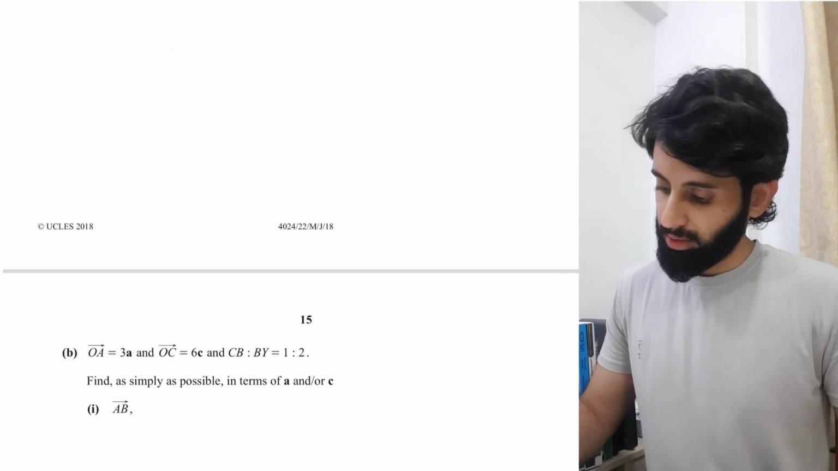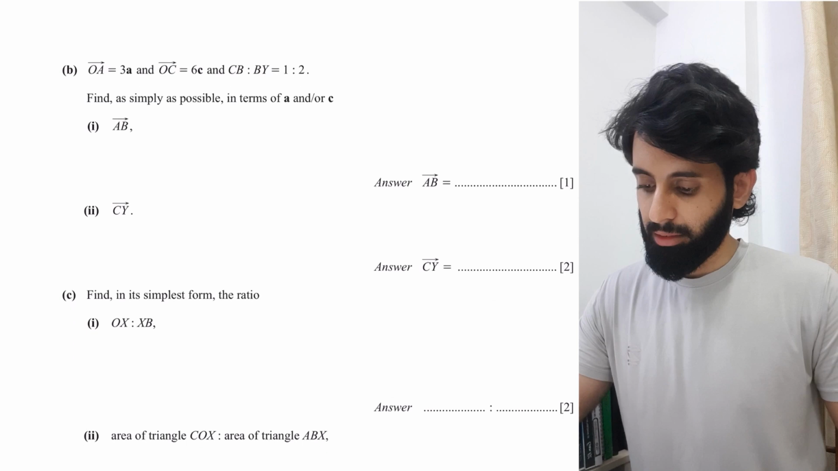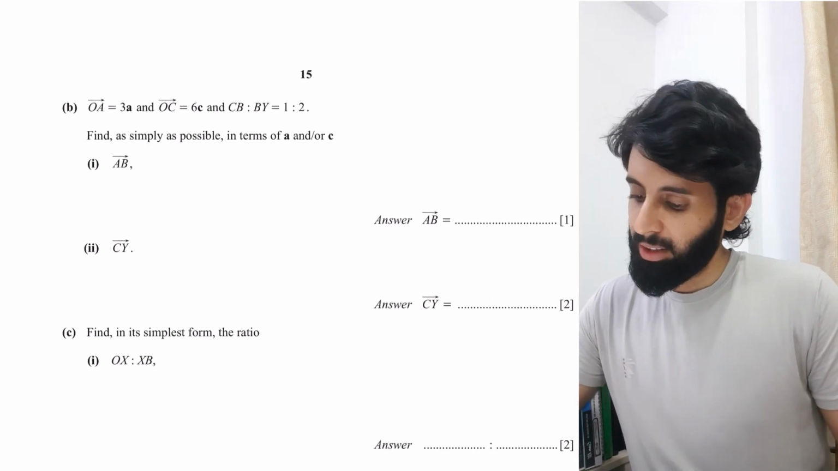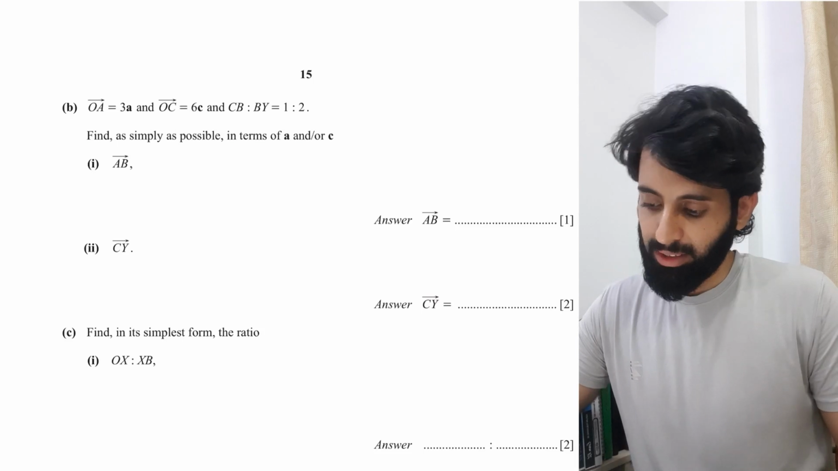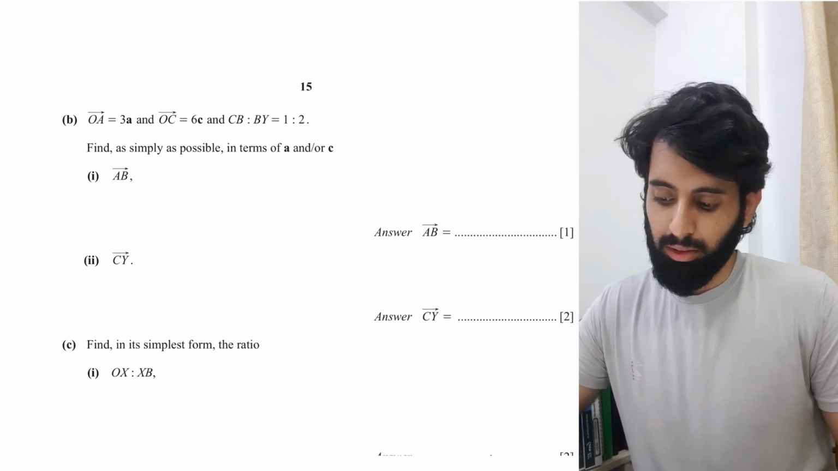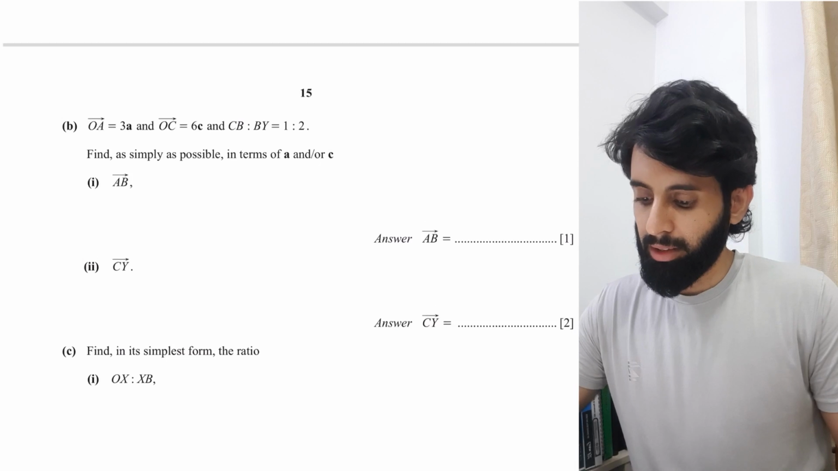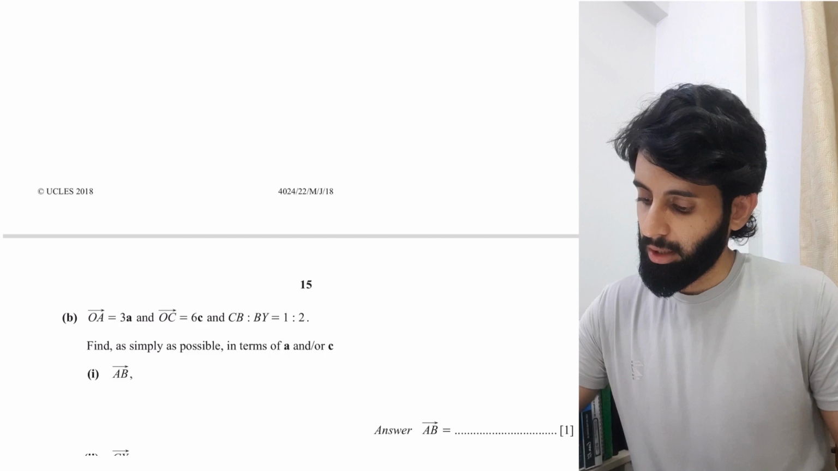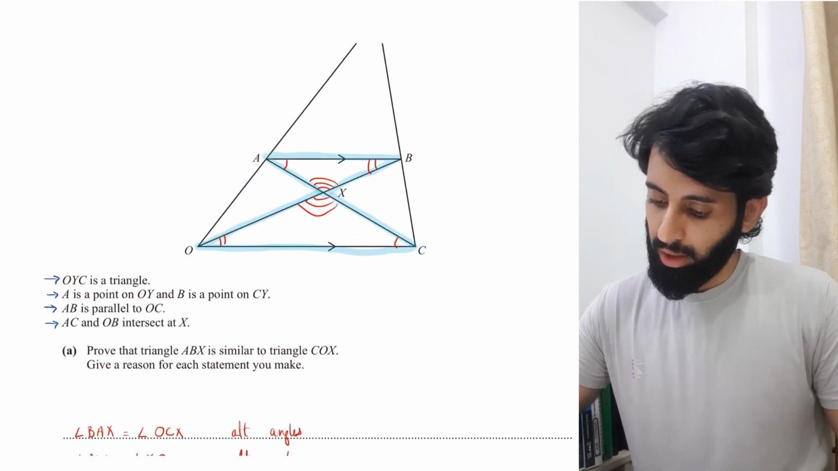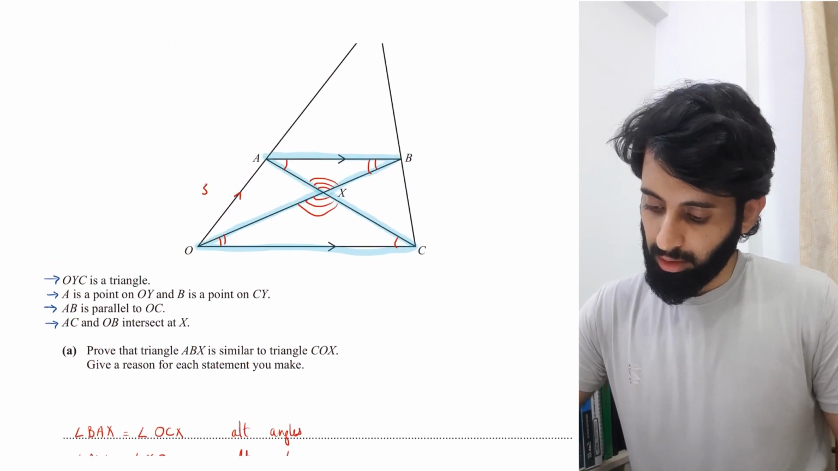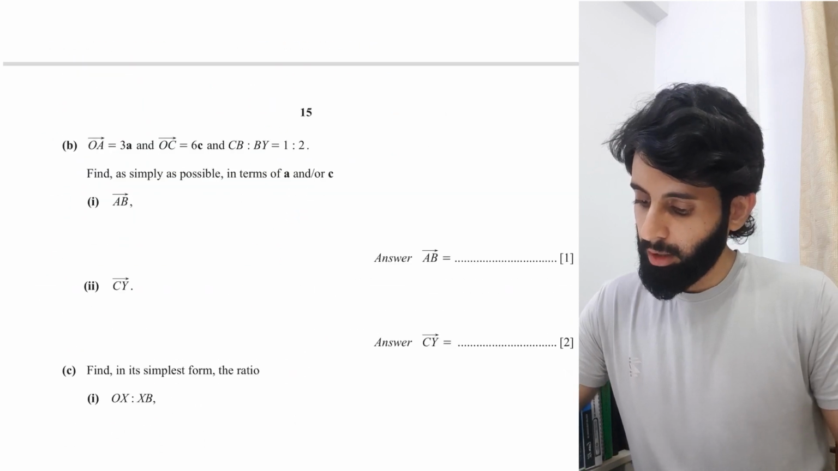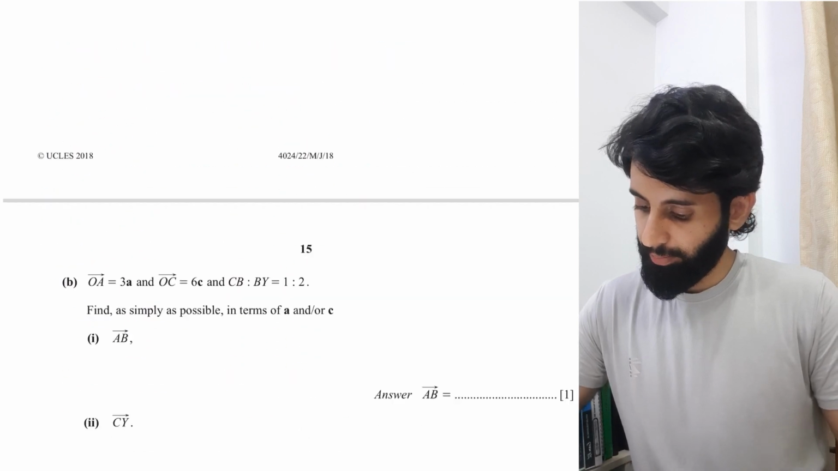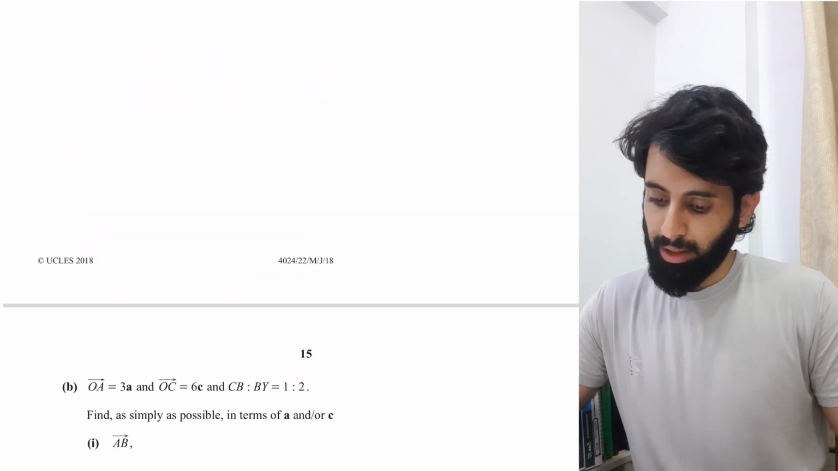Okay, so this is where things get slightly tricky because now we have vectors and similar triangles also. It says find as simply as possible. In fact, before that, it says OA is equal to 3a, OC is equal to 6c, CB and BY are in the ratio 1:2. Find as simply as possible, in terms of a and/or c, AB. Okay, so let's go back. OA is 3a, right? So let's write that down, 3a. OC is 6c, let's write that down, 6c. And then CB and BY are in the ratio 1:2.